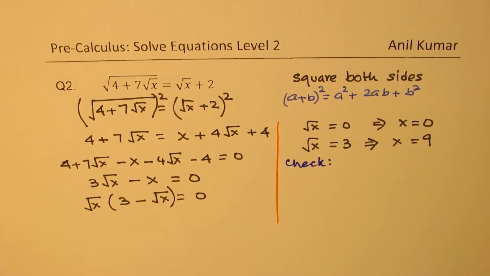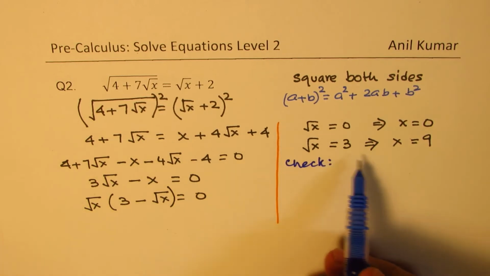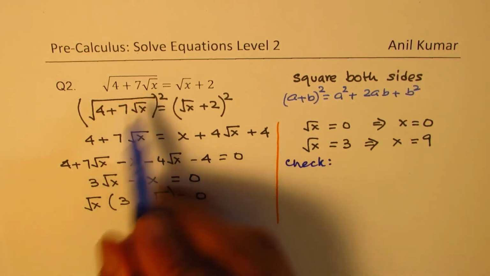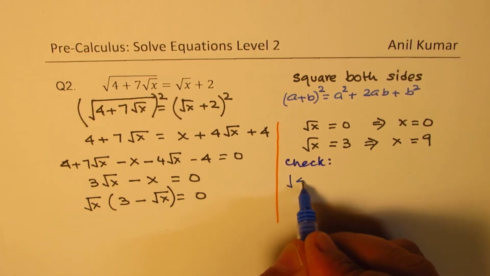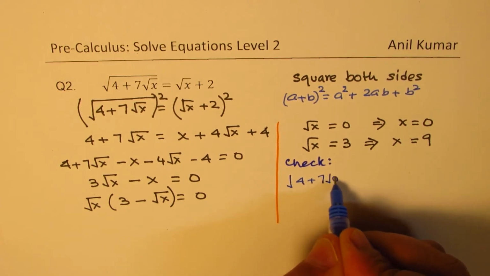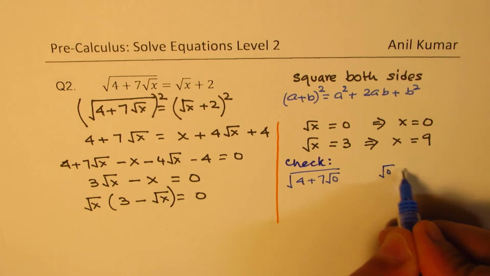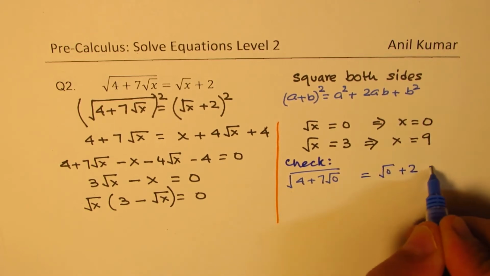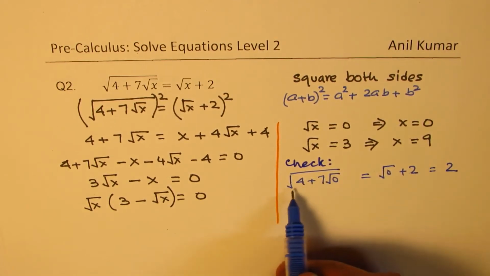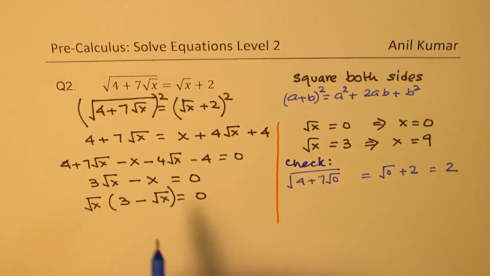So we'll check by substituting these values. We have already seen with 0 it works, right? So when you do square root of 4 plus 7 times square root of 0, right, and other side is square root of 0 plus 2, we know both are equal to 2, right? 4 square root 2 and 2. Now with 9, let us see what happens.